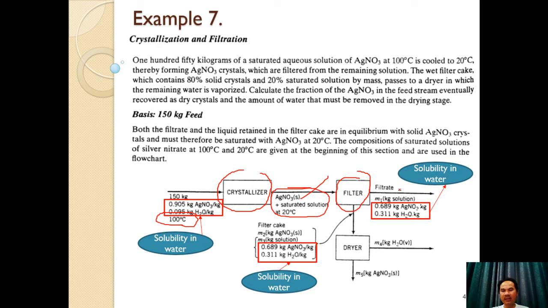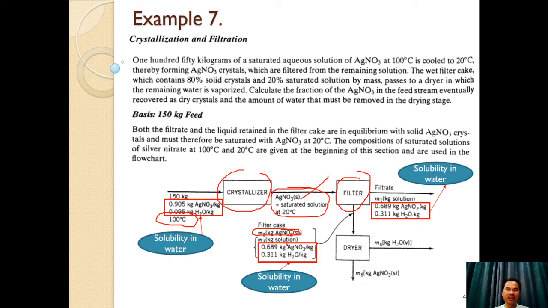That filtrate contains solute and solvent, saturated. The other is the filter cake, and this is the filter cake. The filter cake will contain 80% solid. This contains 80% silver nitrate in solid form and 20% in liquid form.